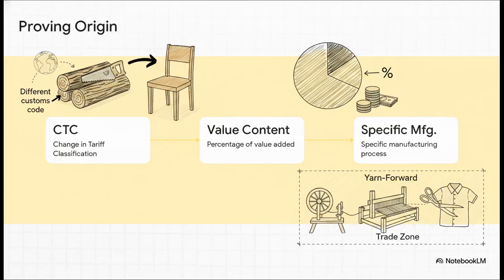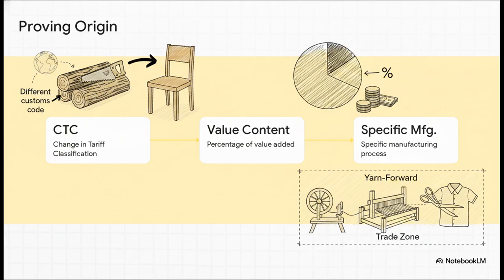Let's move on and see how this builds, because determining origin is definitely not easy when parts are flying in from all over the globe. There are three main criteria used to prove a product underwent what they call substantial transformation. First up is the change in tariff classification. This just means the raw materials were transformed so much that the final product gets a totally different customs code, kind of like importing raw timber to manufacture a finished wooden chair.